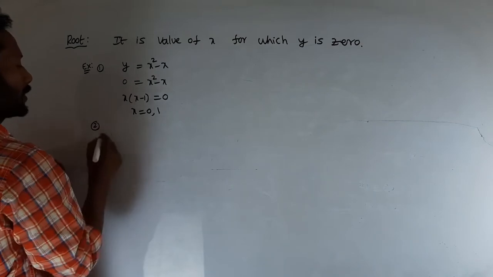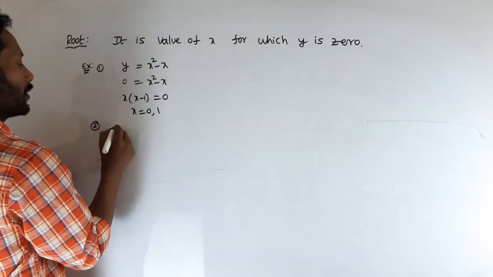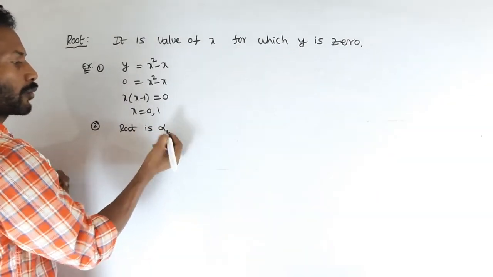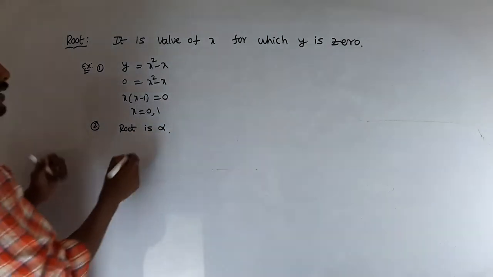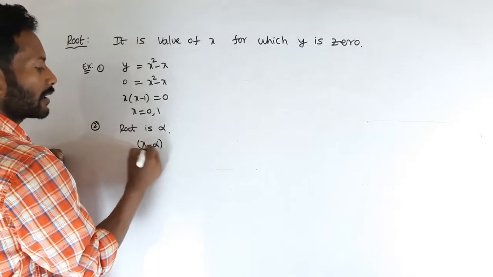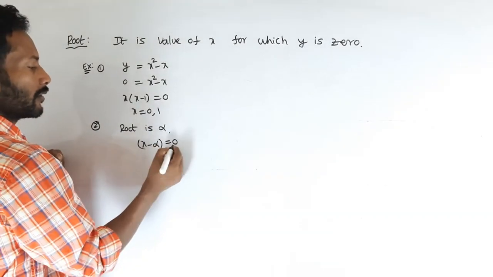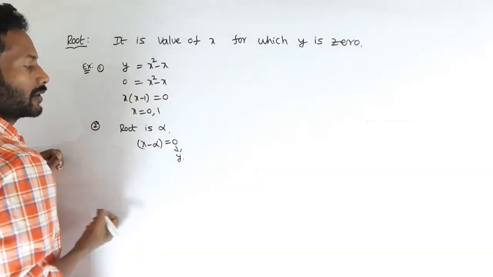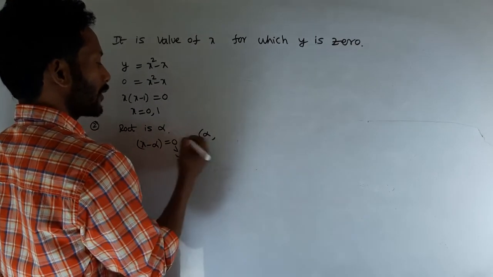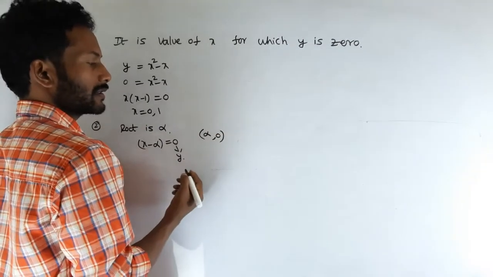So one more example. Now the root is alpha. Root is alpha means x minus alpha equals 0. So here y is 0. Root is alpha means the x coordinate is alpha and the y coordinate is 0.